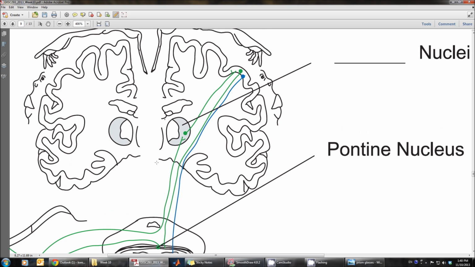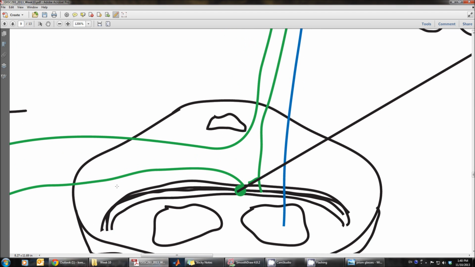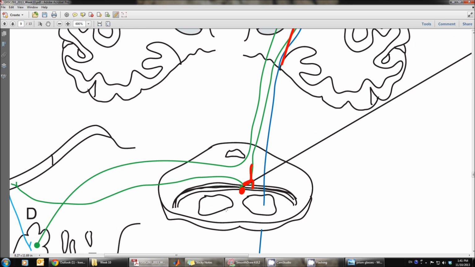So the starting point is our cortex. This green neuron, the cortical neuron, will go down to the pons, and you can see this neuron synapses with the neuron in the pons. These particular neurons in the pons are called pontine nuclei, a group of cell bodies in the pons, and this pontine nuclei will be the input to the cerebellum.